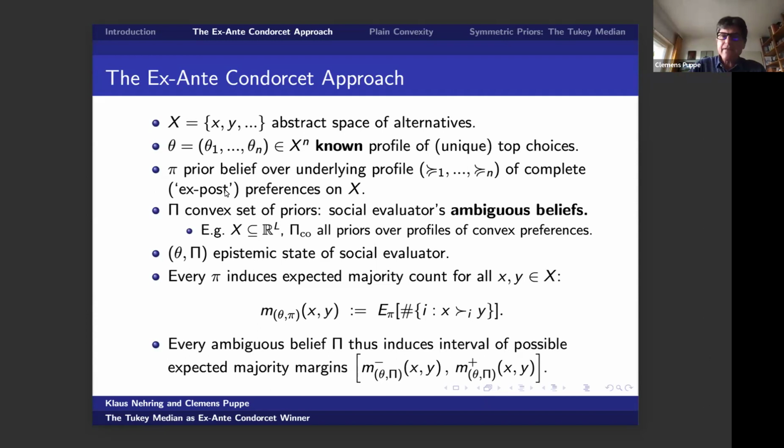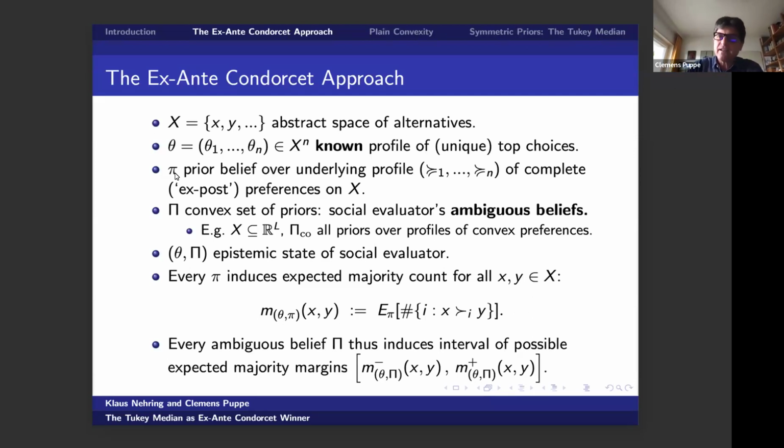But, of course, I have beliefs about it, right? So the social evaluator is assumed to have a prior belief over the underlying profile of complete preferences. And this prior is called pi, small pi. Now, it is assumed that the beliefs of the evaluator are ambiguous. That means the social evaluator does not know which is the right prior to have. And this, for our purpose, seems to be a very natural assumption, because how should I form such a prior in the absence of any information, right?